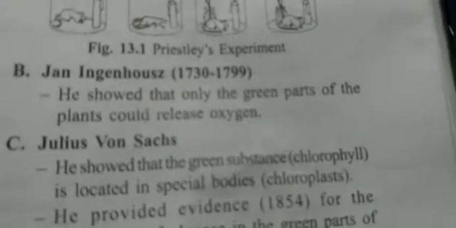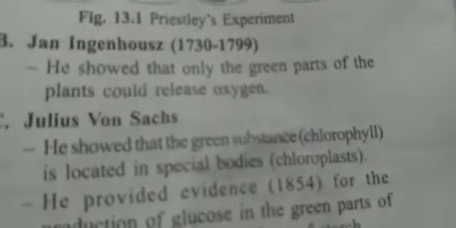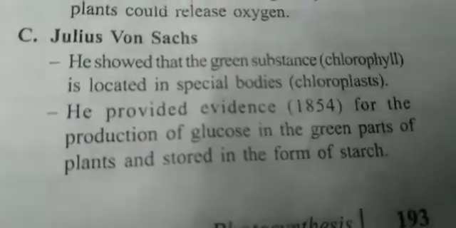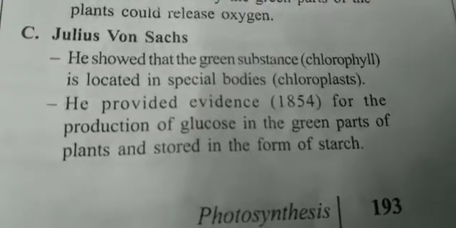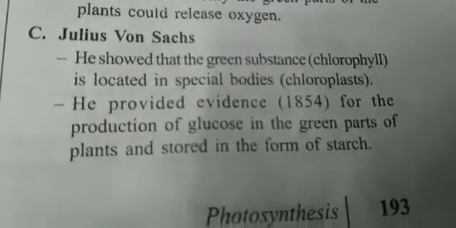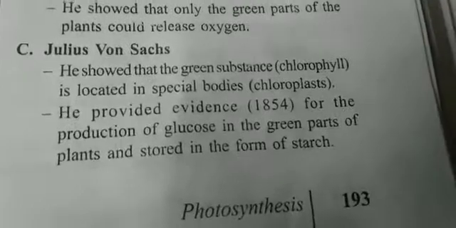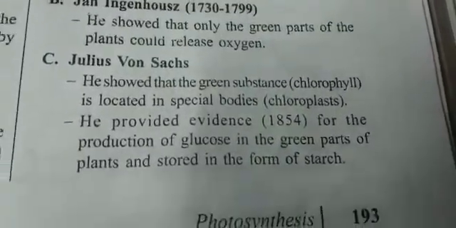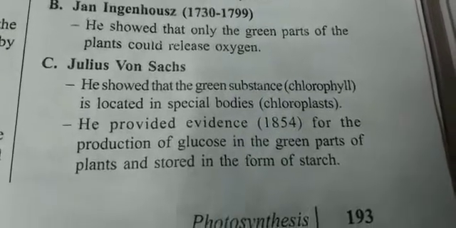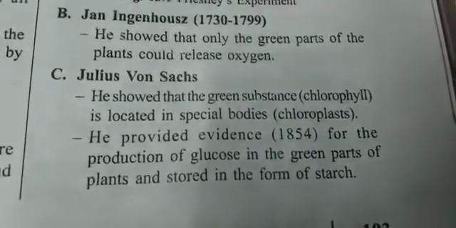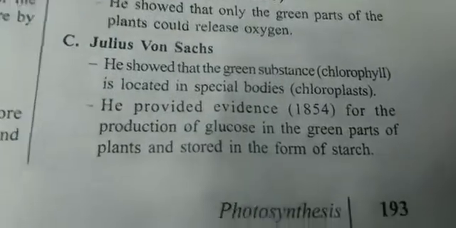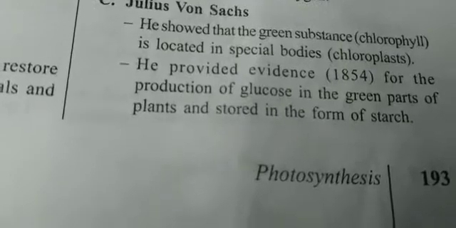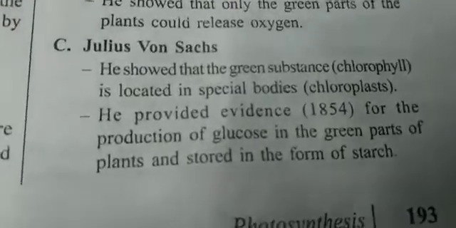Then Julius von Sachs showed that the green substance, that is chlorophyll, is present in special structures, we call them chloroplasts, right? He gave evidence in 1854 for the production of glucose in the green parts of the plant, stored in the form of starch, right? He simply proved that in green plants glucose is produced and stored in the special parts.